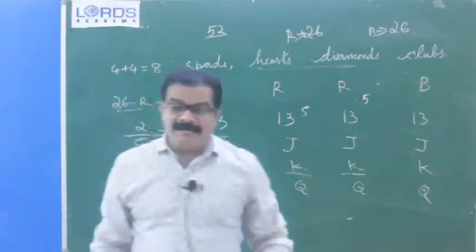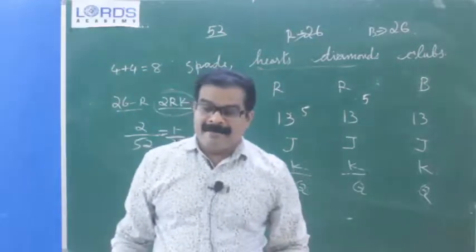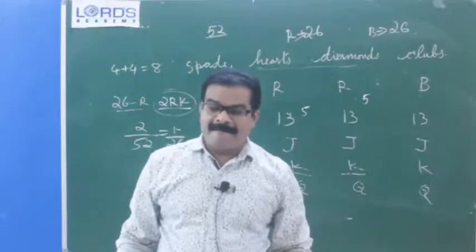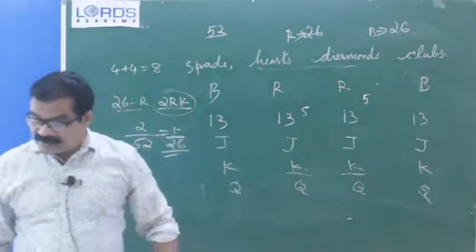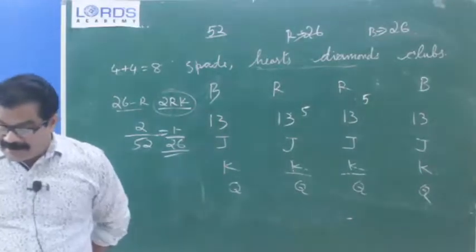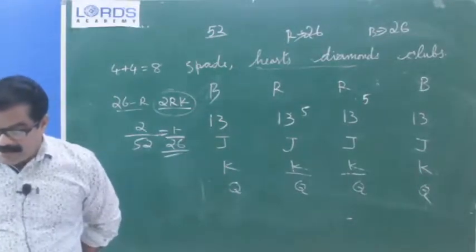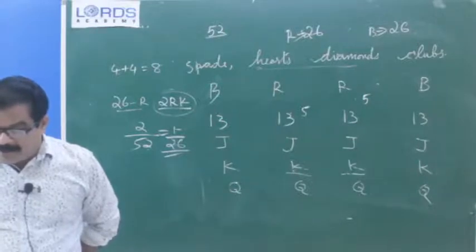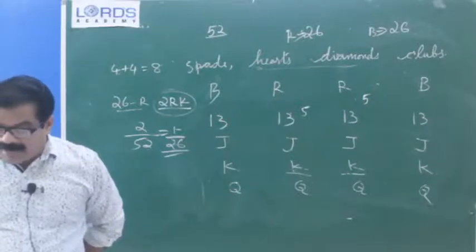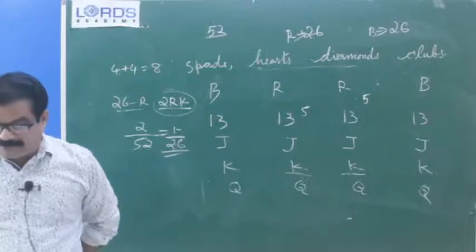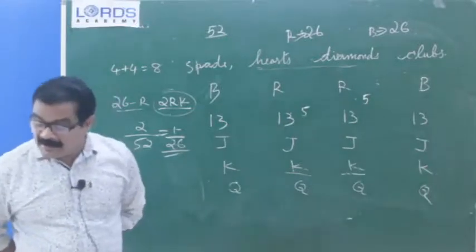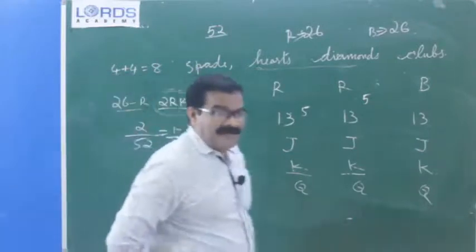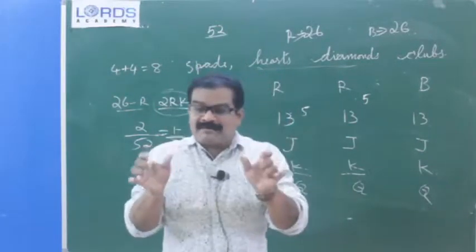Clear, Hannah? Hello, Hannah? Clear? Yes, okay. The next one, eighth one, last subdivision. What is the probability of getting a red or a king? Yes, a red or a king. That is, you have to take these two together.